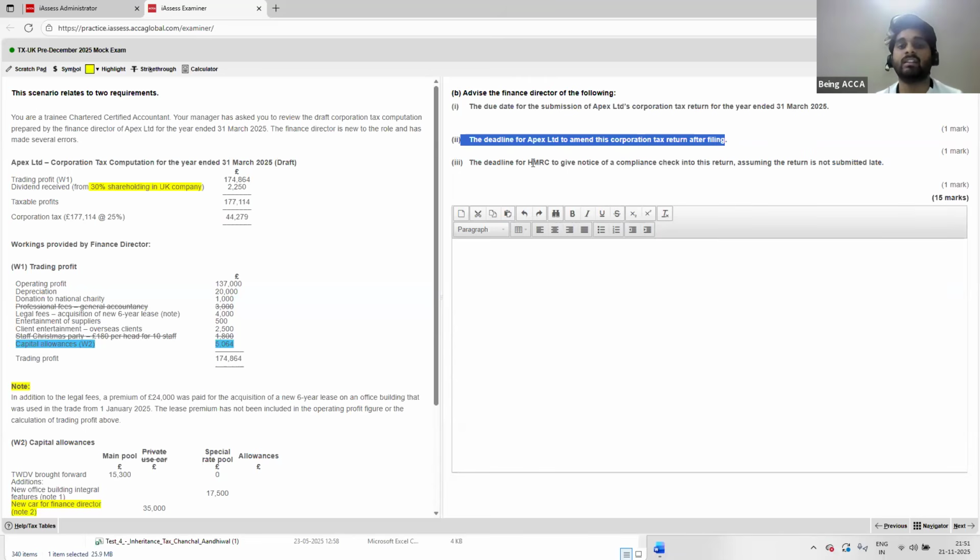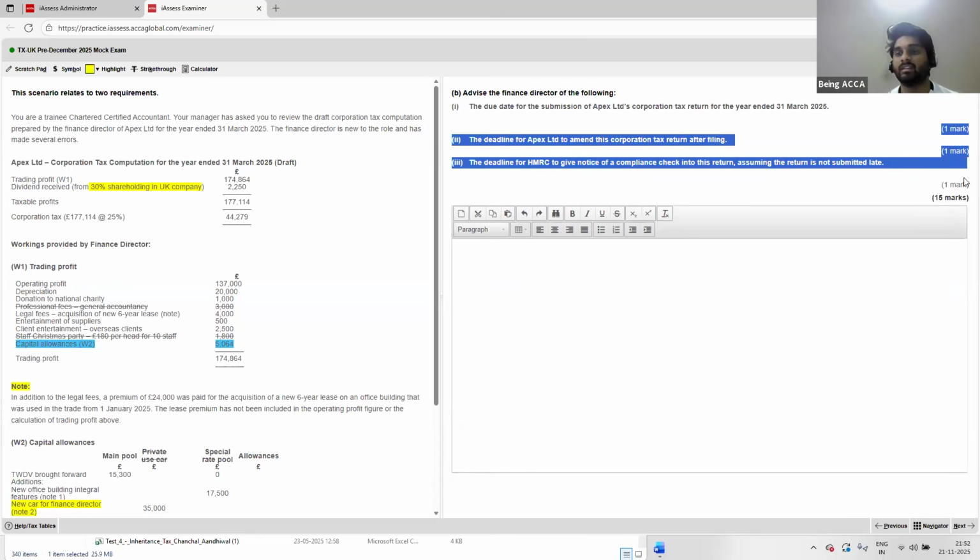All right. Next is the deadline for HMRC to give a notice of compliance check into this return, assuming the return is not submitted late. If the return is not submitted late, then HMRC can give notice of a compliance check within 12 months of delivering the return to HMRC. Always remember, it should be made within 12 months of submitting the return. These are the 3 points that we'll be writing here, and you'll be getting your 3 marks.